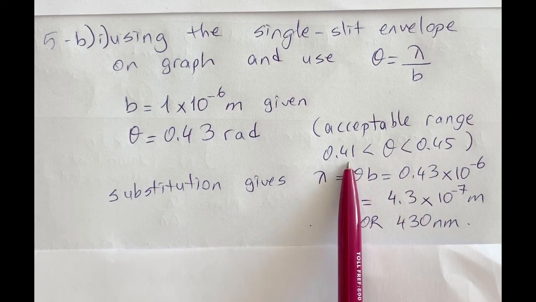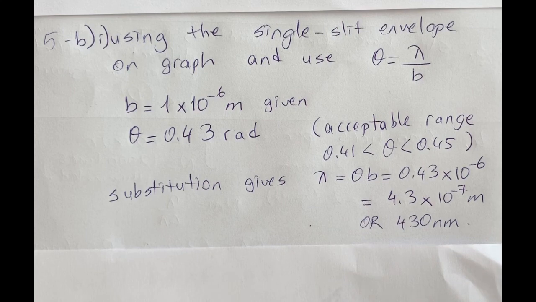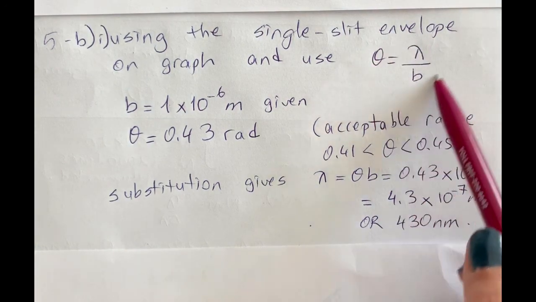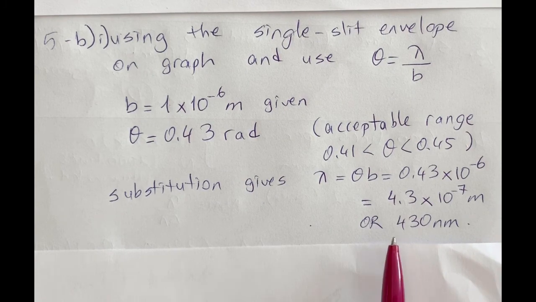If you say 0.4, that would not be right because the divisions are given very clearly, so you need to be careful about your readings in such questions. Substitution into the single slit diffraction formula gives 430 nanometers.